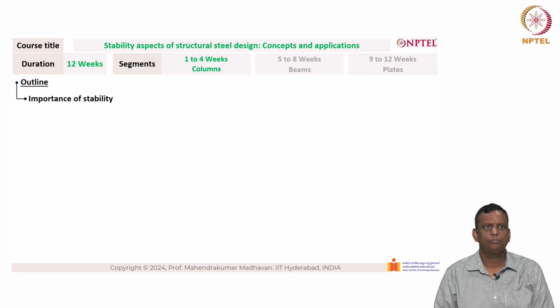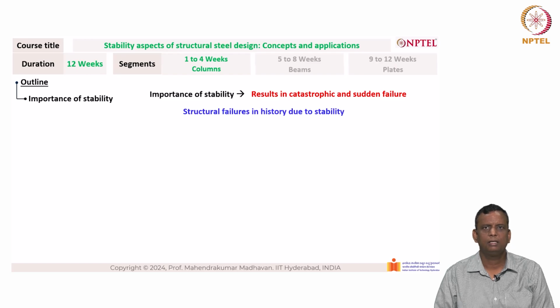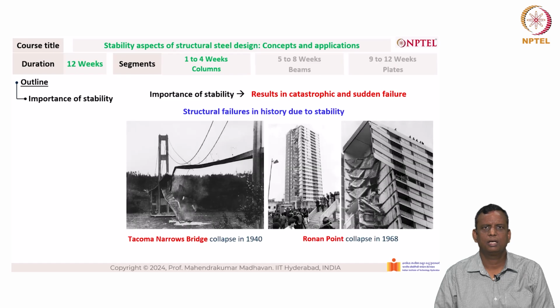In this column chapter, we'll begin with the importance of stability. What happens when you do not consider stability? It results in catastrophic and sudden failure. There are several failures in history due to stability issues. The one that you see on the left hand side is the Tacoma Narrows Bridge, which collapsed in 1940. And the one on the right hand side is the Ronan Point collapse, which happened in UK in 1968.